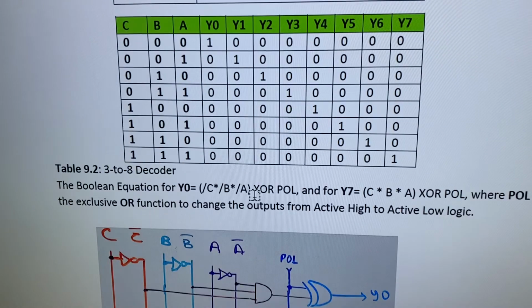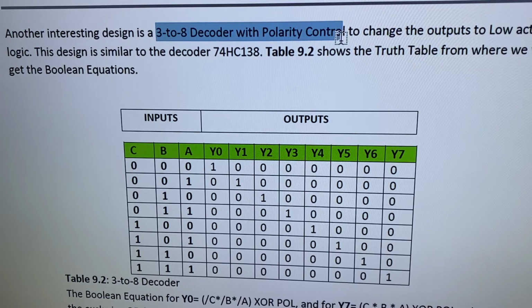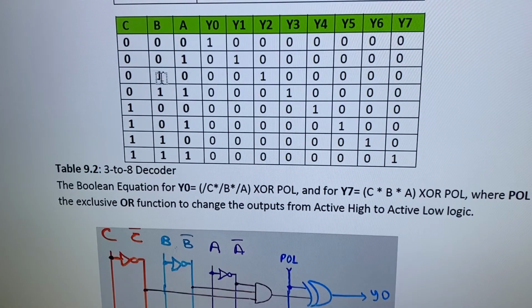Another application will be the 3 to 8 decoder, as it is represented right here, with polarity control. So a 3 to 8 decoder is one where 3 inputs are decoded into 8 outputs. In this case, they are called Y0 through Y7. You can see the ones right here.